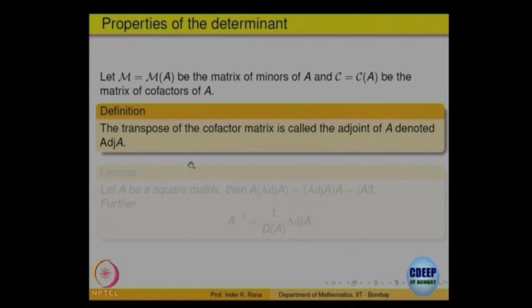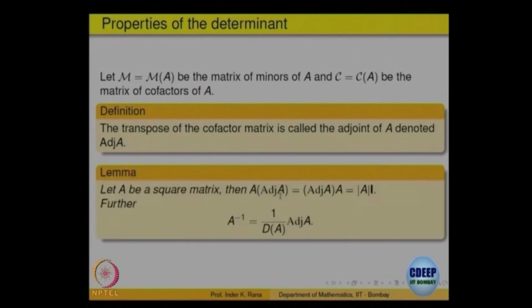And one proves the theorem, namely A multiplied by adjoint of A is the same as adjoint of A multiplied with A, and that is equal to determinant of A, a scalar, times identity. The product of the two matrices, the adjoint matrix multiplied with A, on the left or on the right, gives you a scalar times the identity matrix, and the scalar is nothing but the determinant of the matrix.